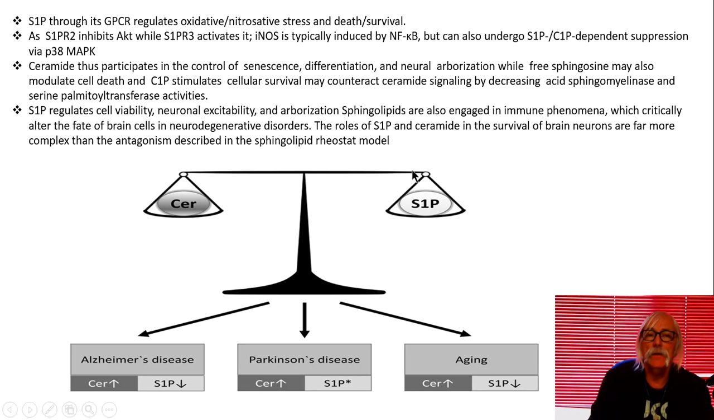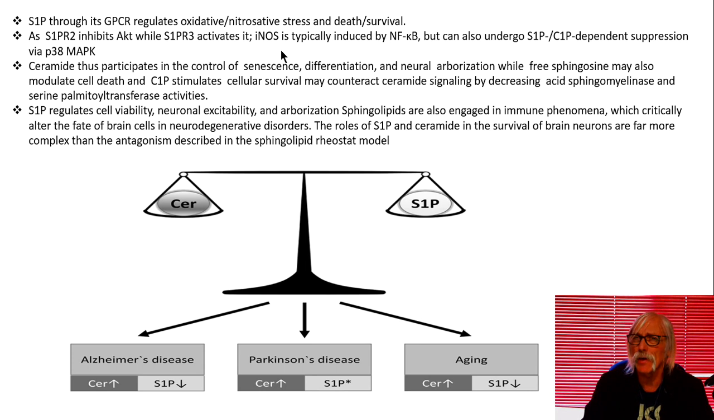Or balancing act. So sphingosine 1-phosphate receptor 2 inhibits AKT, while receptor 3 activates it. Inducible nitric oxide synthase is typically induced by NF-kappa B, a transcription factor as well, which can also undergo sphingosine 1-phosphate, ceramide 1-phosphate dependent suppression of expression via P38 MAP kinase. Ceramide thus participates in the control of senescence, differentiation, and neuronal arborization, something I talked about in a previous lecture. Hopefully you caught it.